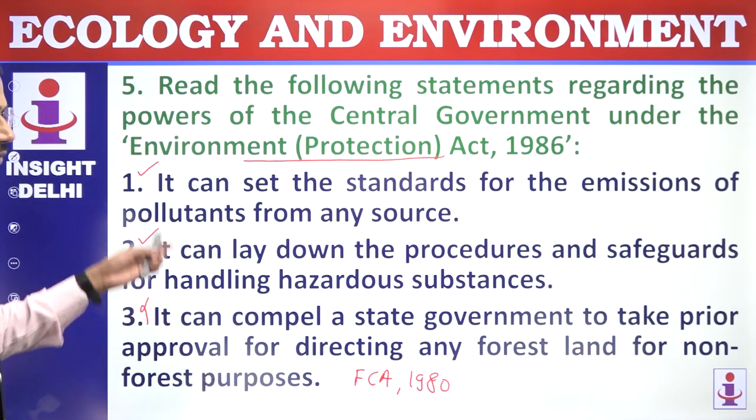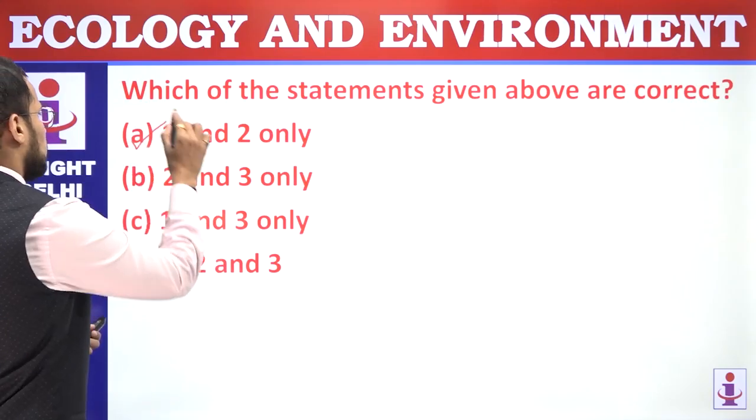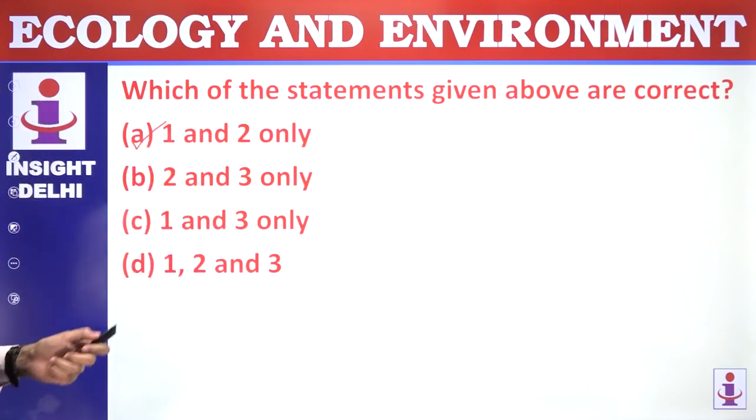Third statement is incorrect. First two are correct. We are supposed to find out which of the statements are correct. So first and second are correct. Answer is 1 and 2. Question number 5, answer is A.